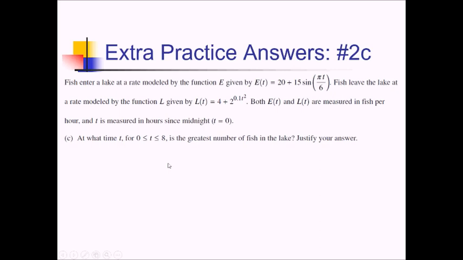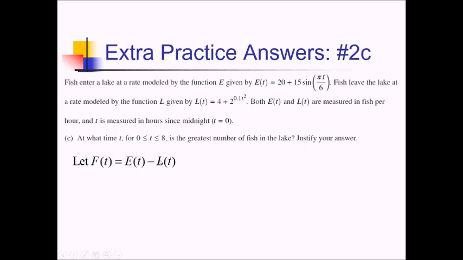On this part of the problem, we want to know at what time between 0 and 8 is the greatest number of fish in the lake. So to talk about this, we need to talk about an overall function for the rate at which the number of fish in the lake is changing. This is going to be a combination of the rate coming in and the rate going out specifically, and I'm going to define this as the f of t function. We can say f of t, the rate at which fish is changing, is going to be E of t minus L of t, rate in minus rate out.